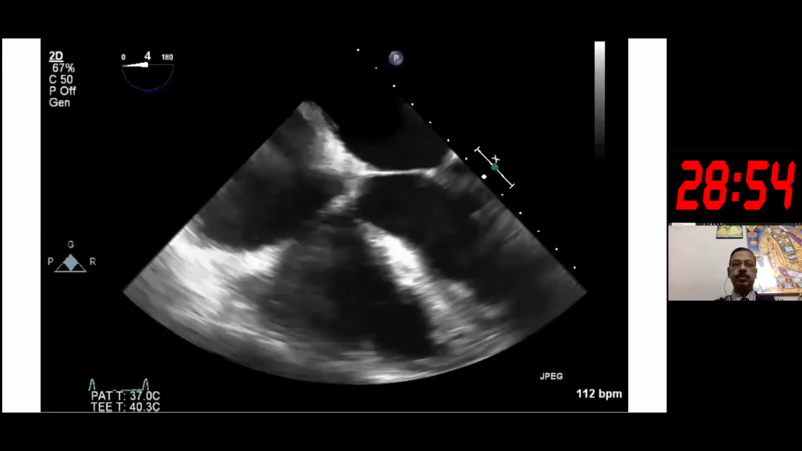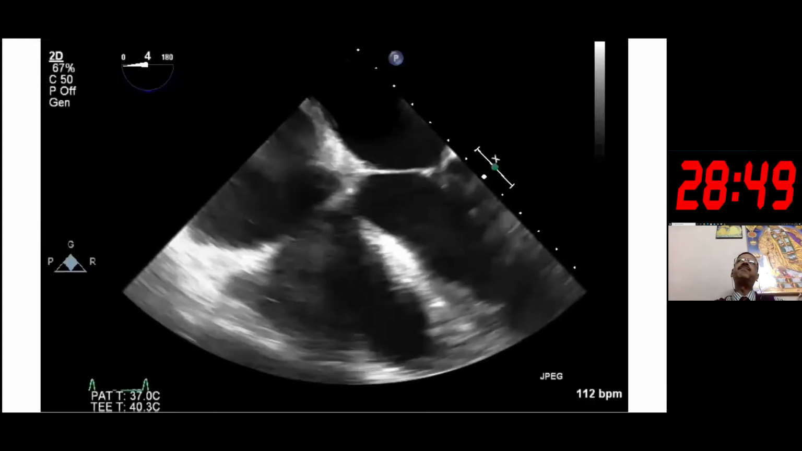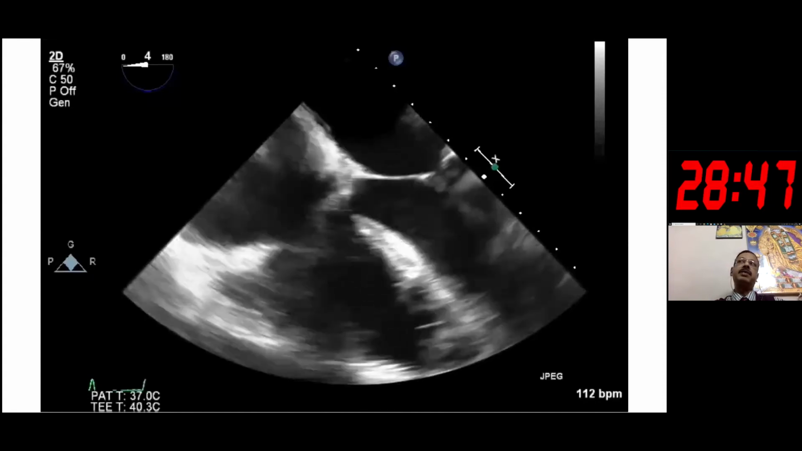Now quiz number 4. This is a single clip. Look at the clip very carefully and give your diagnosis in the next.